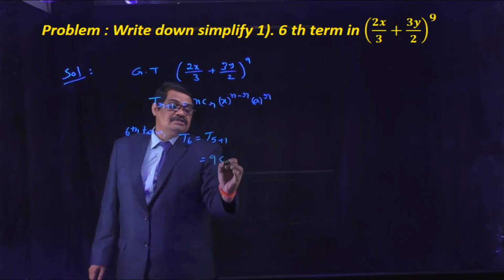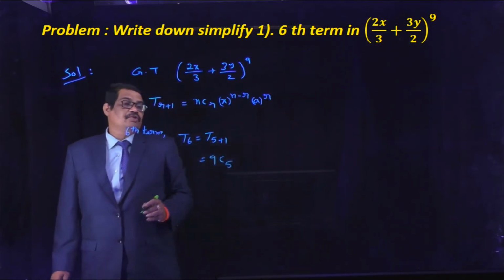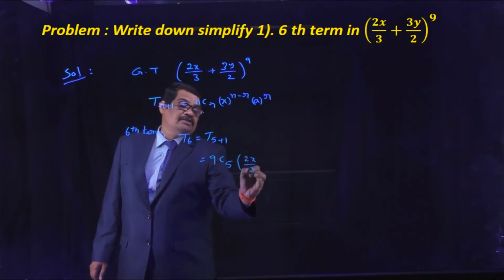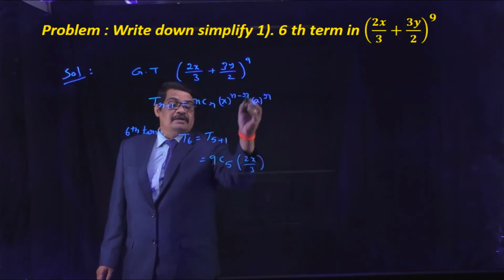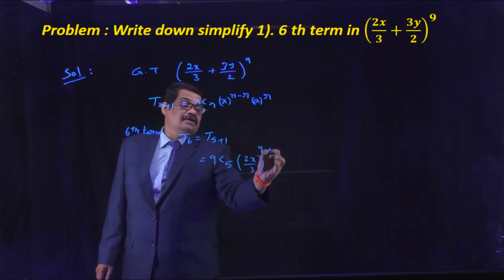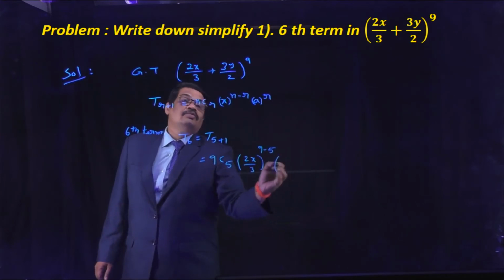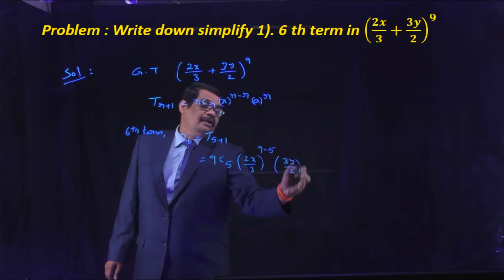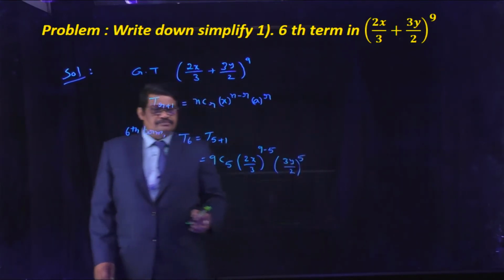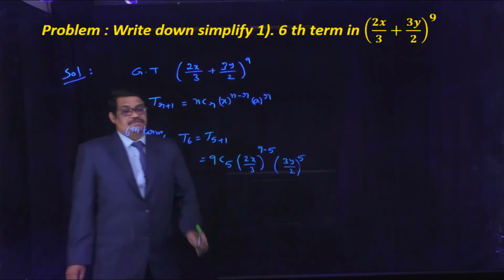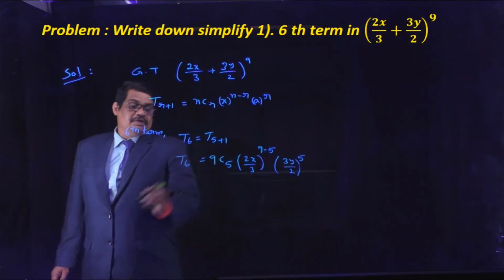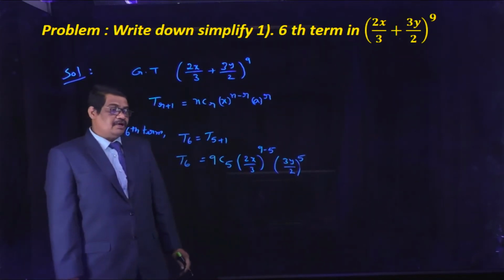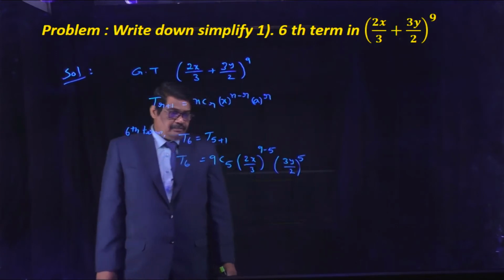Here n is 9. 9C5, here r is 5, into the first term. What is the first term here? That is (2x/3) to the power of n minus r, that is 9 minus 5, into, what is the second term? That is 3y/2, (3y/2) to the power of r. This is the sixth term. That is T6 is equal to 9C5 (2/3 x)^(9-5) (3y/2)^5.